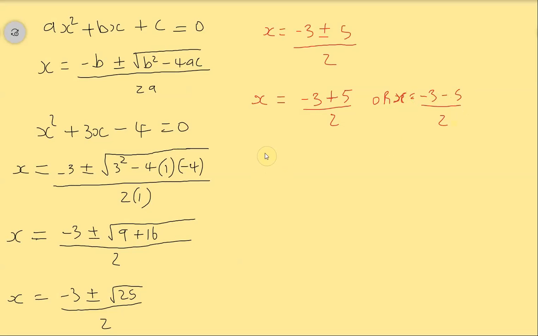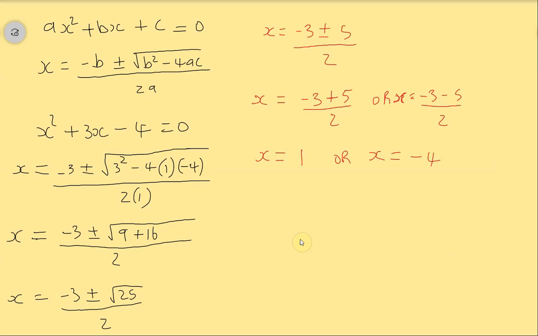Therefore, if we simplify this one, we would get 1, because negative 3 plus 5, that's 2, 2 upon 2, that's 1, or x is equal to negative 3 minus 5, that's negative 8, negative 8 upon 2, that's negative 4. So x is equal to 1 or x is equal to negative 4. And that's basically what you do when you're using the quadratic formula. It doesn't get any more complicated.